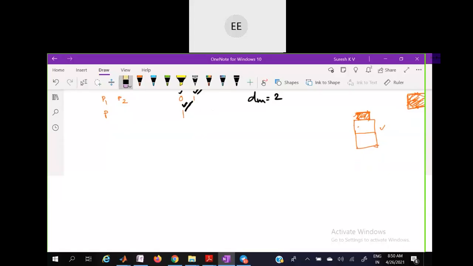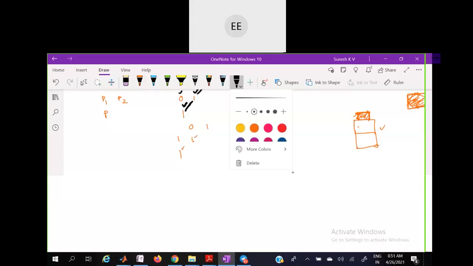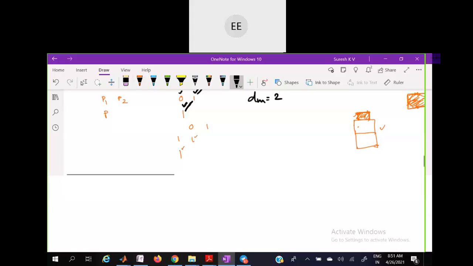So let me just remove this. These three are 1s. This is 1, but this is 0. Now tell me, are these two m-connected directly? No, sir. No. Why? Because this is 1.